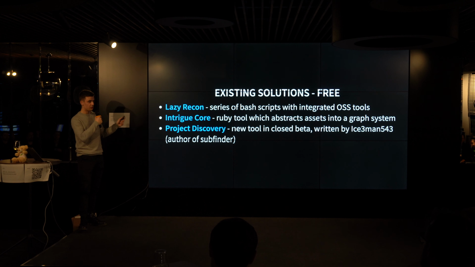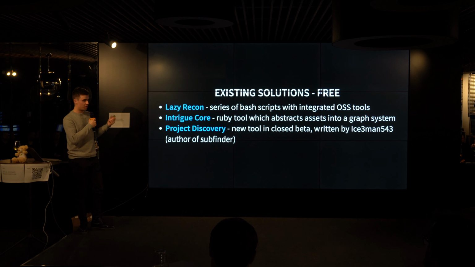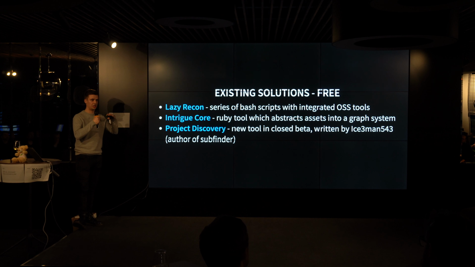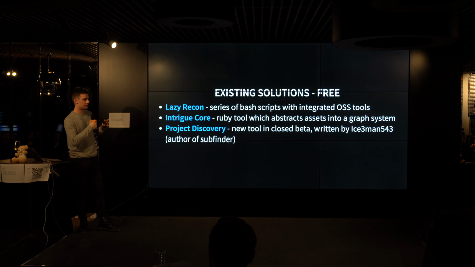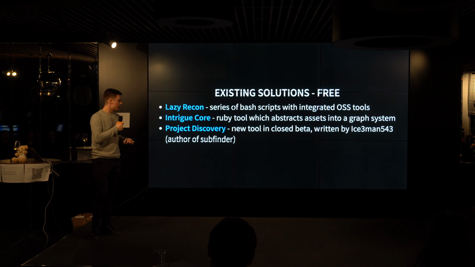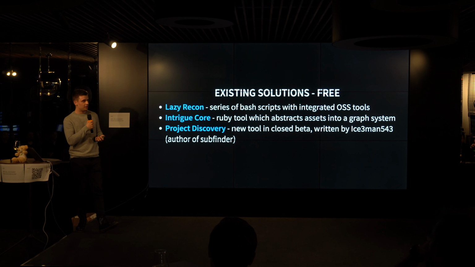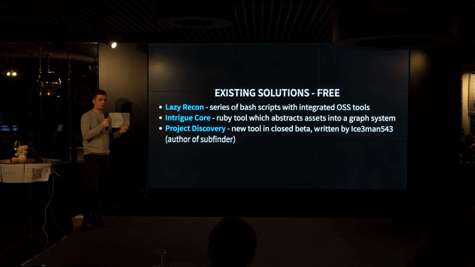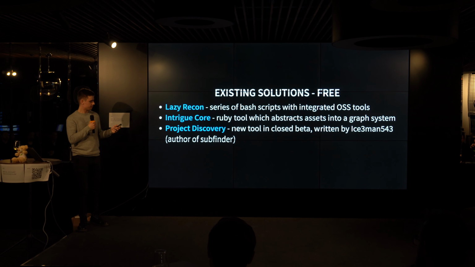There is Intrigue Core, which I mentioned before. It's an open source Ruby monolithic tool which tries to abstract these assets, the graph subsystem. It's quite cool, even just as an idea. And there is Project Discovery, which is a new thing by the creator of Subfinder, a very popular subdomain enumeration tool. It's currently in closed beta, but it might be a pretty go-to tool in the future.